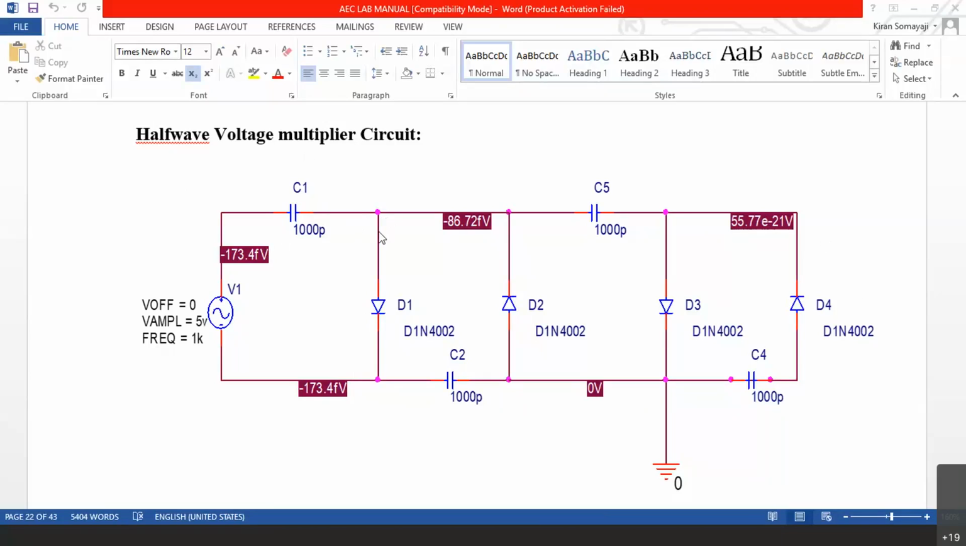Now the question is, in the positive cycle C1 is charging. In the negative cycle, how can it retain the charge? Will it not discharge? In the positive cycle, D1 is conducting and C1 is charging. Now in the negative cycle, D1 is not conducting, but D2 is conducting at that time. When D2 is conducting, will the capacitor discharge or not? Can anybody answer?